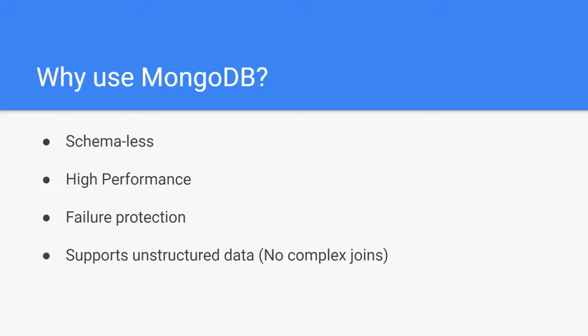Next, high performance. MongoDB provides much faster performance than the relational database management systems because it has superior indexing and query optimization features. Failure protection. MongoDB ensures failure protection by providing data replication, sharding, along with concurrency control and locking features so that your data is always available. Finally, it supports unstructured data. So it stores all the related data together into a single document, and it doesn't require the data to fit into rigid structures of relational rows and columns. So it doesn't require complex joins.